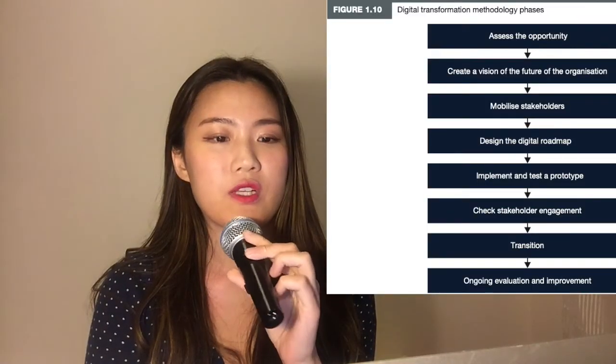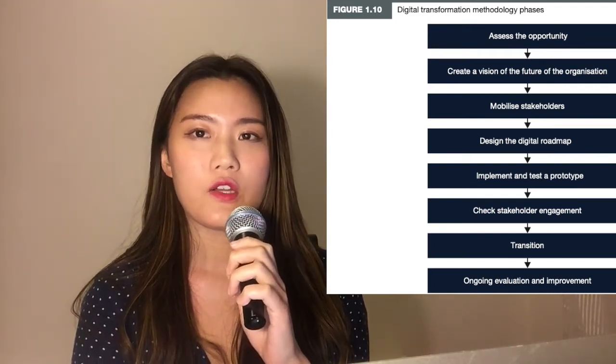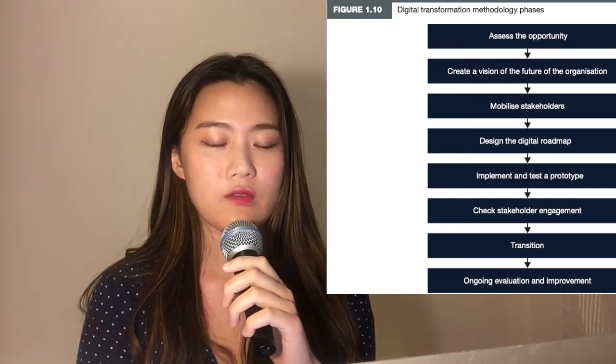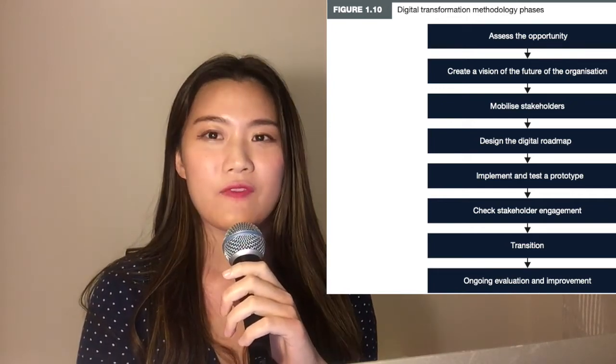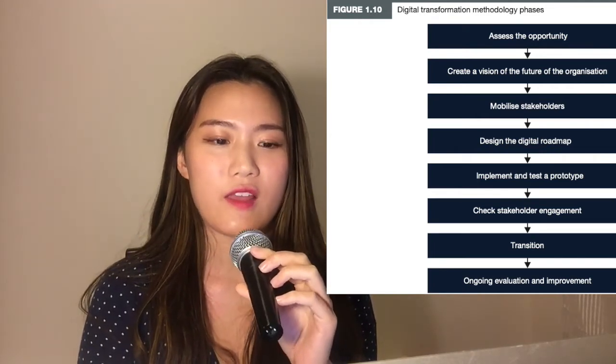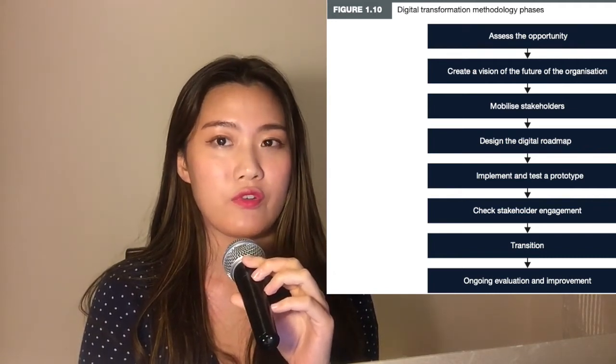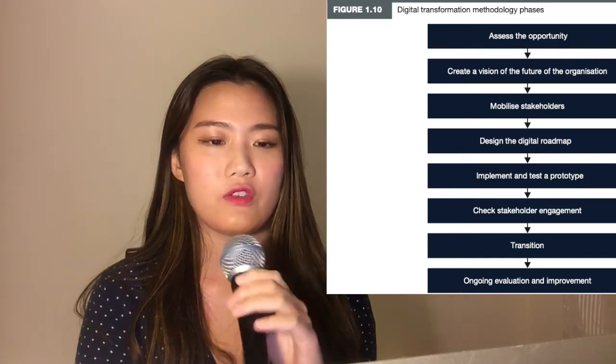So when it comes to digital transformation strategy, the business must avoid problems of embracing the technology too early, implementation plans that cause excessive disruption, and any plan that cannot identify, monitor, and evaluate meaningful change within the organization. There are 8 digital transformation methodology phases. So first, assess the opportunity, then create a vision of the future of the organization, mobilize stakeholders, design the digital roadmap, implement and test a prototype, check stakeholder engagement, transition, and lastly, ongoing evaluation and improvement. So that's the methodology phases.